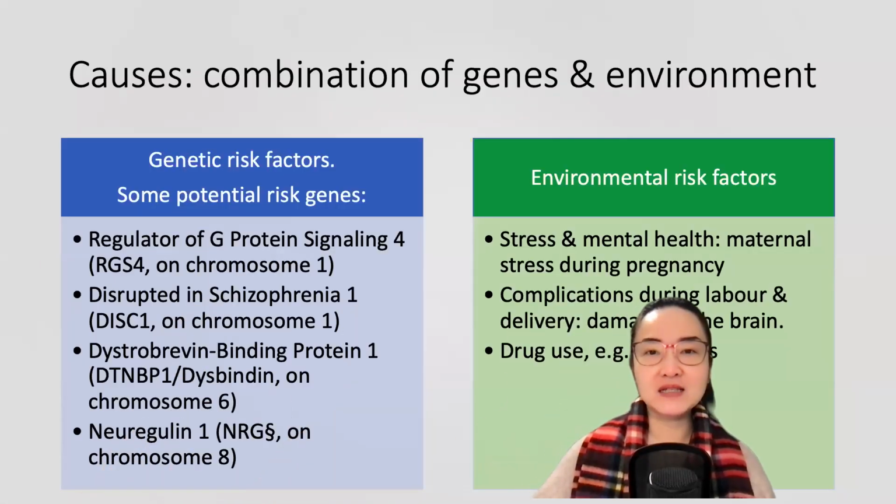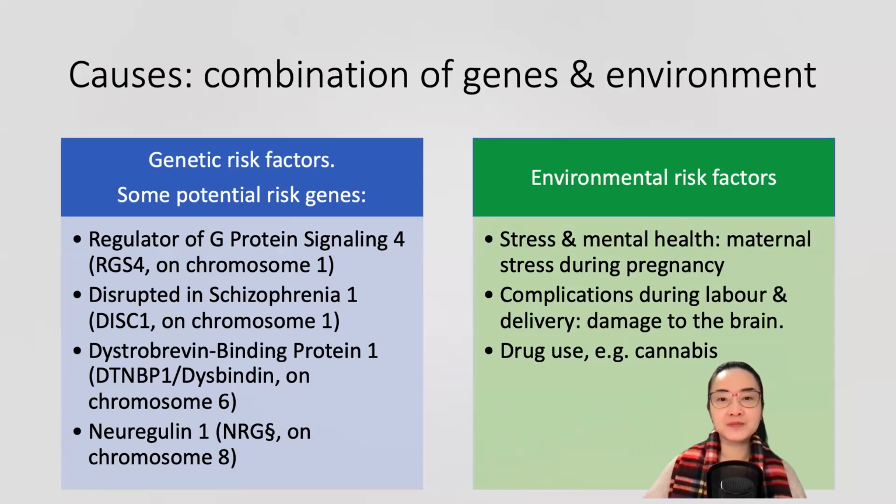What are the causes of schizophrenia? Genetic risk factors and environmental risk factors. For example, the genetic risk factors, some potential risk genes: regulator of G protein signaling 4, disrupted in schizophrenia 1, dystrobrevin binding protein 1, and neuregulin 1.